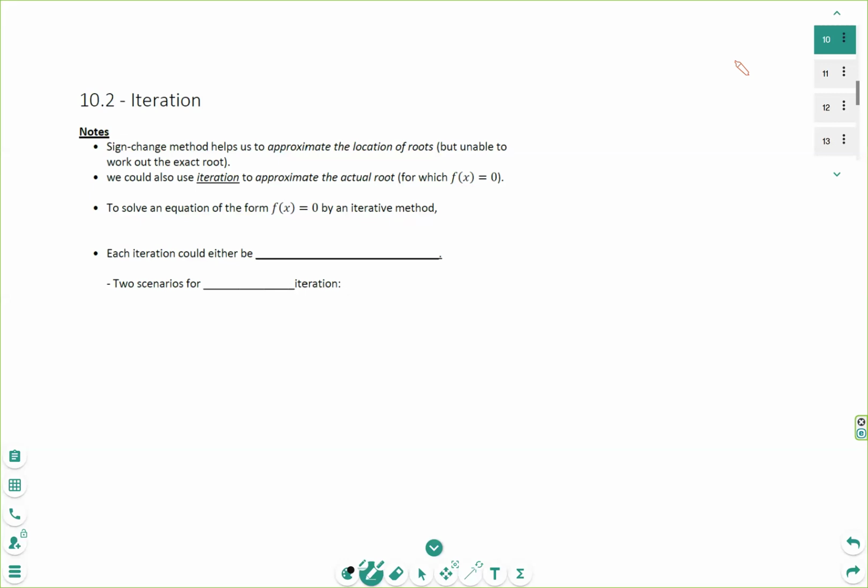Hey yo, welcome to Pure 2 Chapter 10.2, where we are going to do iteration, something you've done at GCSE, but get your calculator ready because surely you'll be using a lot of the calculator in this lesson.